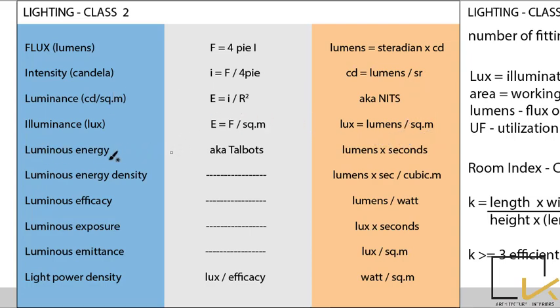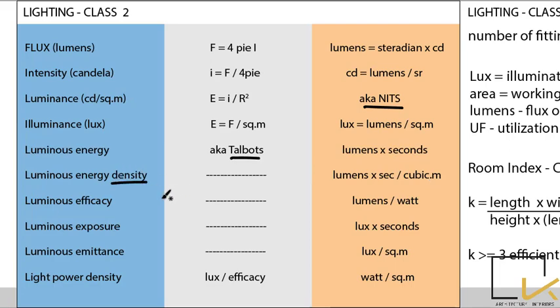Then we have luminous energy, which is also known as Talbots. That is lumens emitted by a particular light source in a particular time period. So that is the energy emitted by the light source, also called Talbots. So nits is for luminance, Talbots is for luminous energy. Then we have luminous energy density. Density is per meter cube of volume, so luminous energy divided by volume will give you luminous energy density.